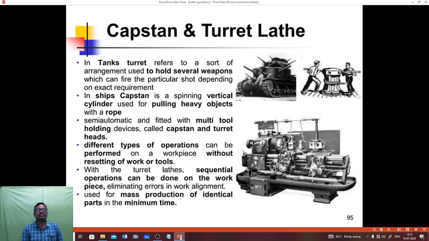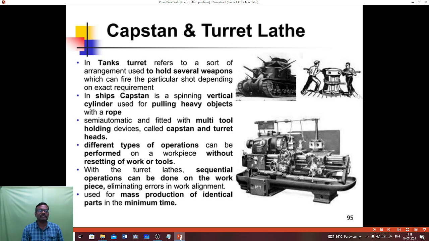Capstan and turret lathe. In war tanks, a turret refers to a sort of arrangement used to hold several weapons which can fire a particular shot depending on the exact requirement. In ships, a capstan is a spinning vertical cylinder used for pulling heavy objects with a rope. This lathe is semi-automatic and fitted with multi-tool holding devices called capstan and turret heads.